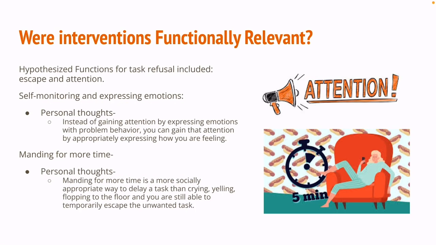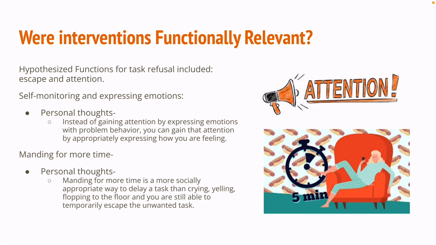Now I want to talk about whether those interventions were functionally relevant. First, it's important to note that the hypothesized functions for task refusal included escape and attention. For self-monitoring and expressing emotions, I honestly wasn't sure if it was functionally related. My first thought was that it might be a prerequisite skill for manding for more time because they would be more self-aware of when they were getting to a point where they needed a break, or just to recognize that they didn't want to transition yet and they wanted more time.